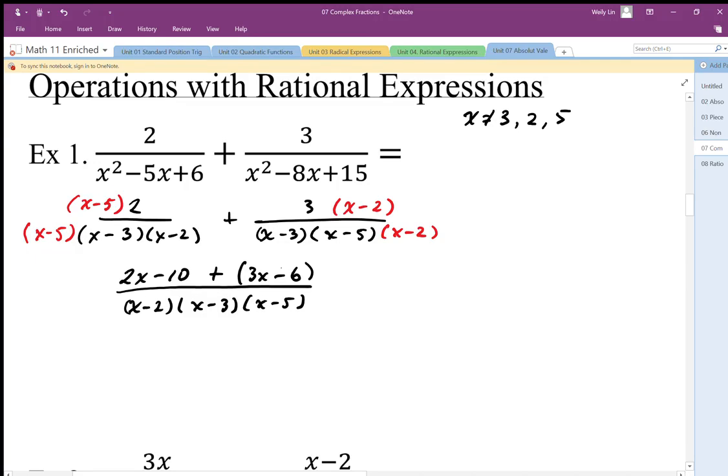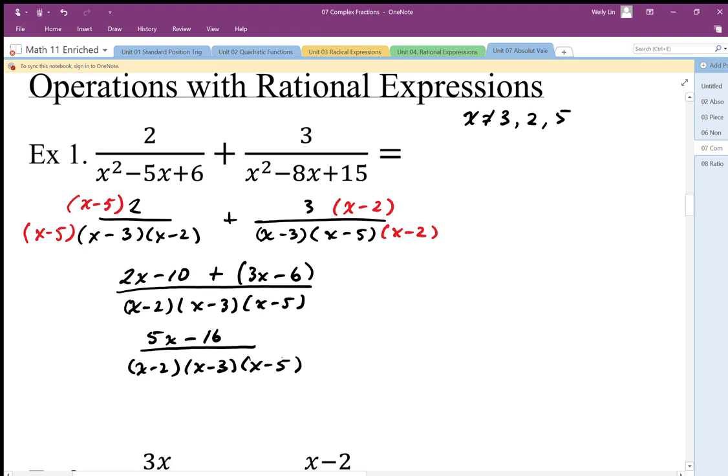I now need to combine my like terms in the numerator. I end up with 5x minus 16 all over my common denominator of (x minus 2)(x minus 3)(x minus 5), and I should see if I can factor the numerator to see if there are any common factors I can cancel out, but 5x minus 16 does not factor, so there's my final answer.